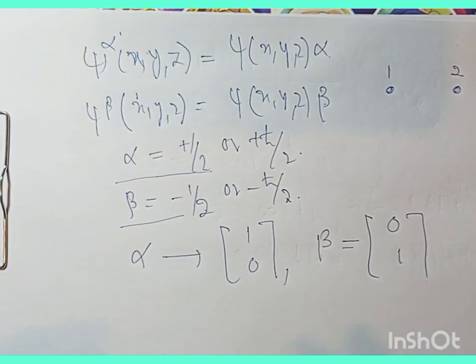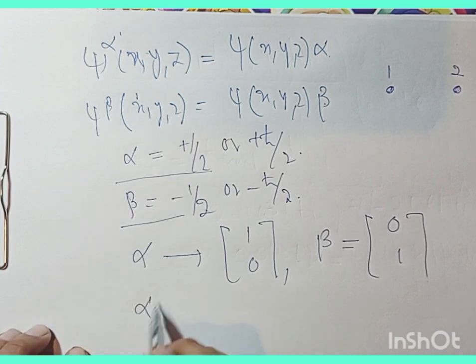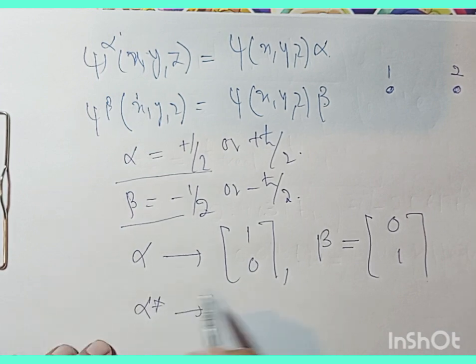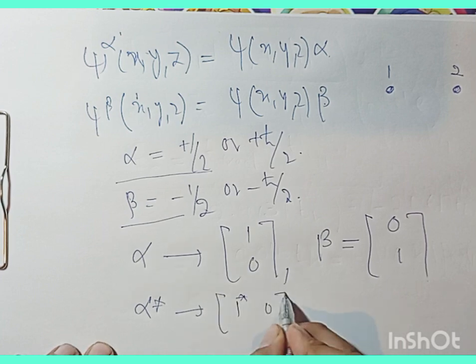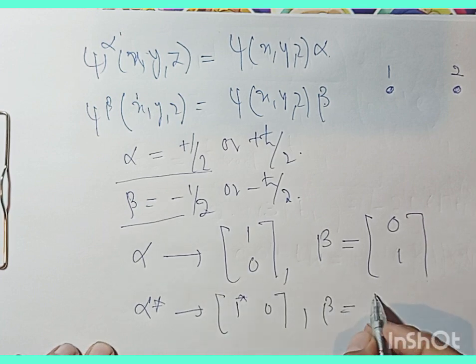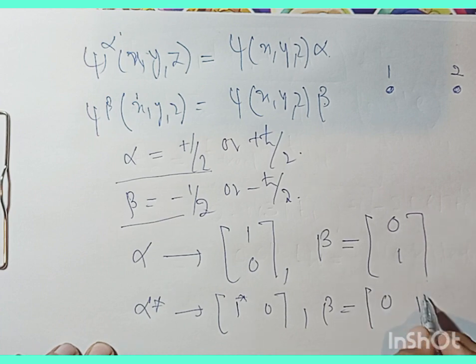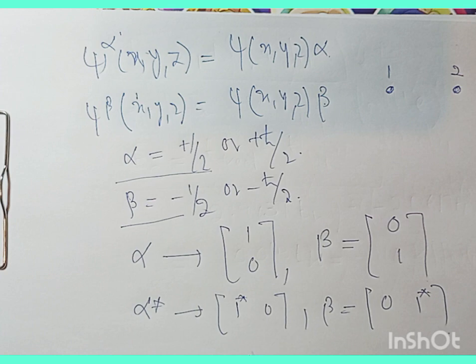And if we take their complex conjugates, say alpha star, so if I have to write down the alpha star, that will be the row matrix 1 star and 0, and for beta it will be 0 and 1 star. All right. So what we are trying to do here is we are writing down the spin in terms of the column matrix.